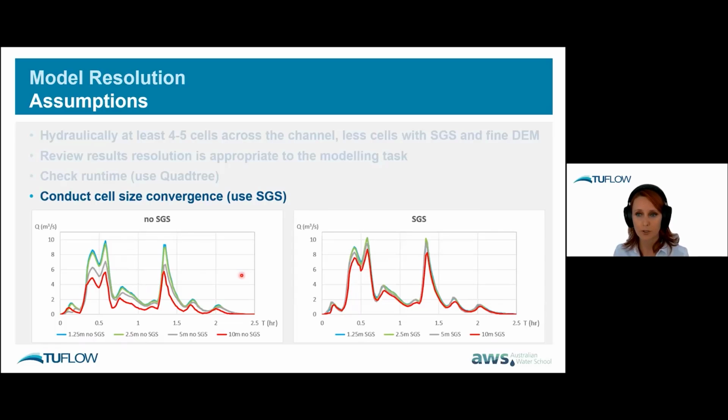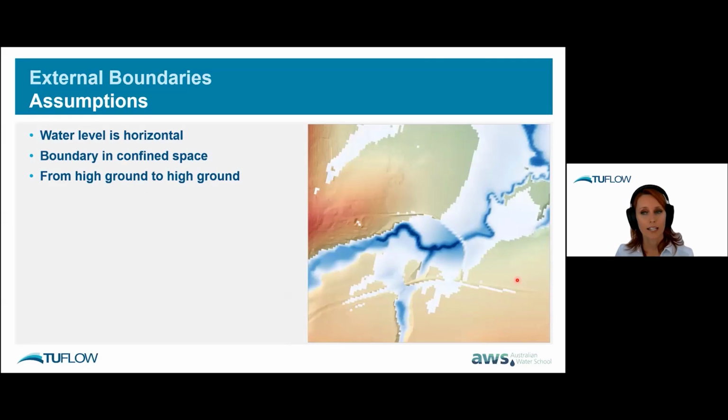If we run the same model with subgrid sampling, this converging is much nicer for all of the models. In this case, we can use the 5-meter model, which sits almost on top of the smaller cell size resolutions. So you are saving some runtime using bigger cell size. Let's now dive into external boundaries assumptions.